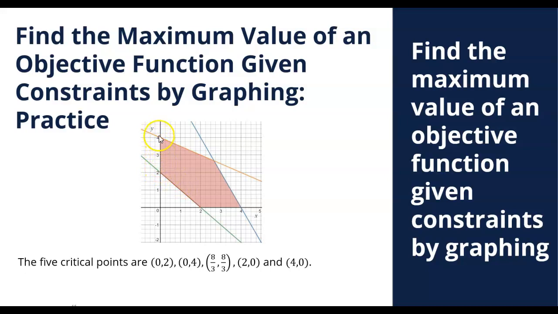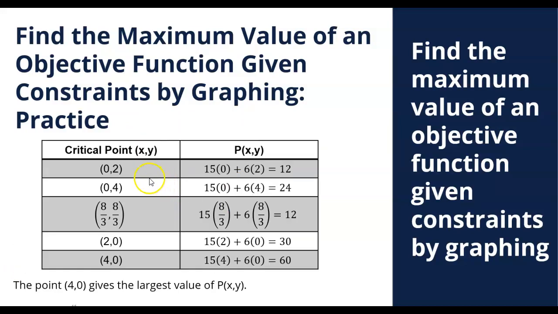These are the intercepts, the y-intercepts for this green line and the orange line, and this point here is the intersection of the blue line and the orange line. You can solve this by solving the system of linear equations, either by elimination or substitution method. And these 2 points here are the x-intercepts for the green and the blue lines respectively.